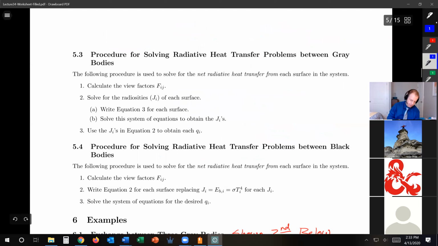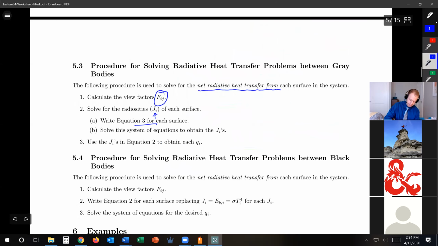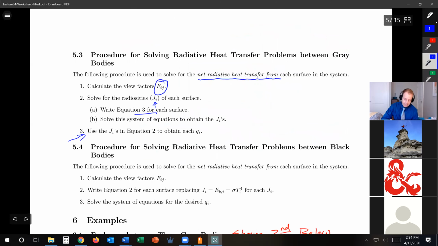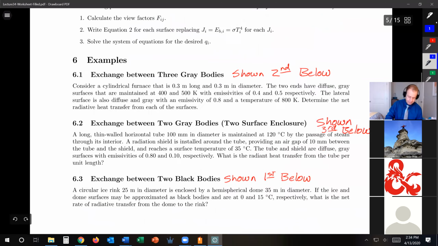And I kind of summarize that here. What are you going to do if you're trying to get the net radiative heat transfer from each object? I first calculate the view factors. I then write those 3 equations and solve for the J_i's. And then once I have those J_i's, I can sub them in here to get Q's. And that's what it says here. If they're black bodies rather than gray bodies, that just means that epsilon is equal to 1, and it gets a little simpler because I can just go right here and sub in E_b's for this. There's no reflection.